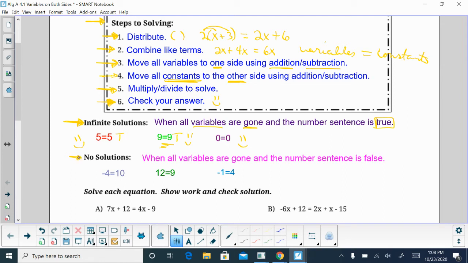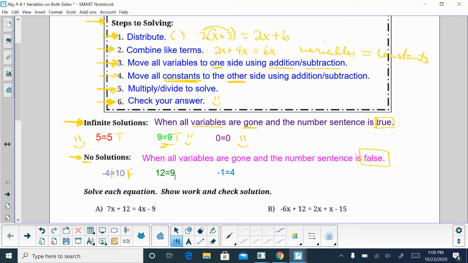And then we have stuff like no solutions, when all the variables are gone and that number sentence is false, where the left side does not equal the right side. For example, once you get all your letters worked out, simplified, gone, and you wind up with something like -4 is equal to 10, no, that is not true. That is a false sentence.